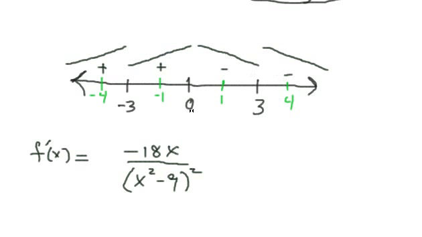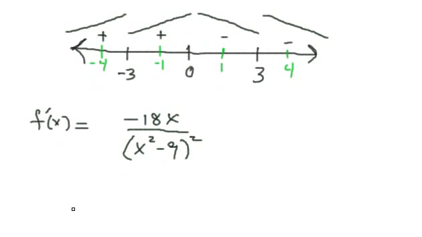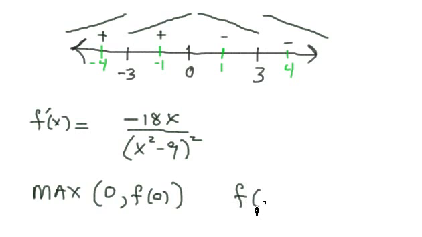Okay, now what we want to do, since this is going to be our only relative max here, is 0, we want to take 0, plug it into the original, and that's going to be our relative max. So we're going to say our relative maximum is going to occur at 0, comma, f of 0. And of course, remember that f of 0 is going to be equal to 0.